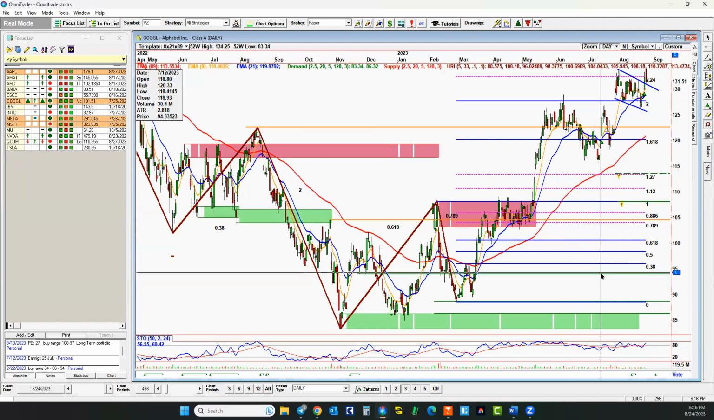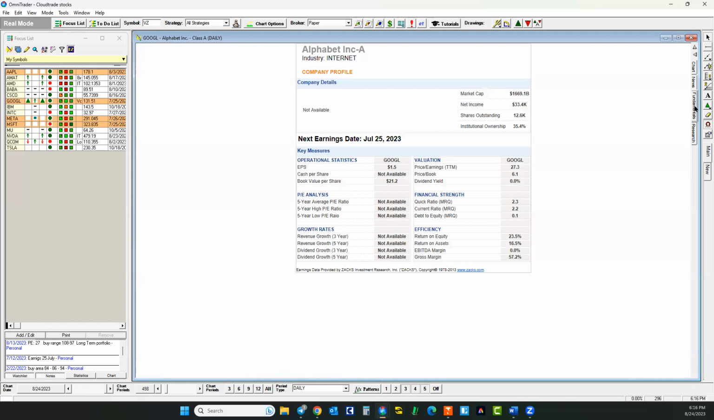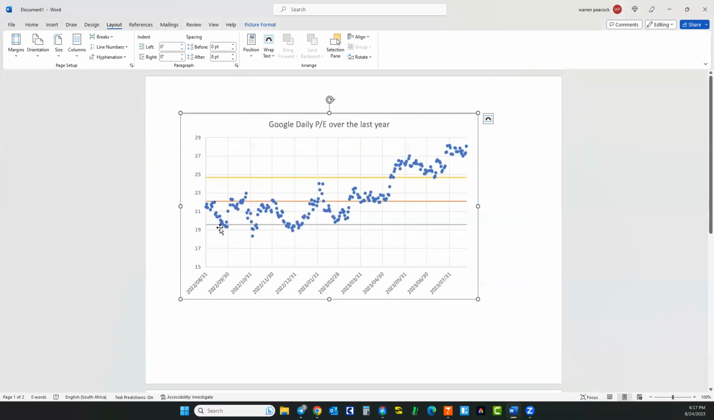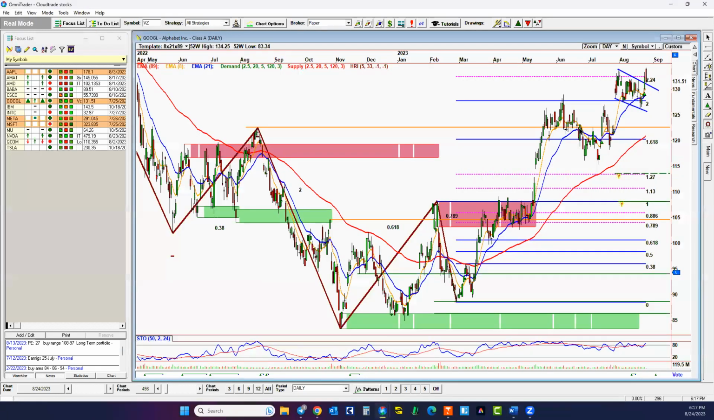If it really gets down to 95, that's going to be a long-term buy signal. And I think that'll push the PE ratio back below 16, if I remember correctly. For now, a little bit on the expensive side, up at 27. And if you just remember what we looked at here, they were cheap below 20. So at this point, Google's still a bit expensive on the fundamental side.